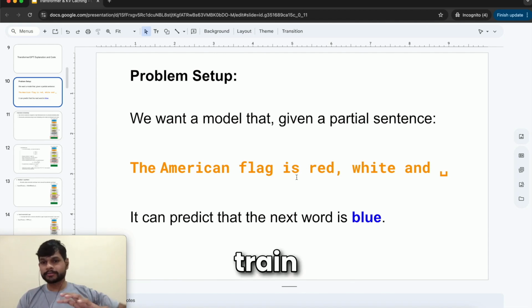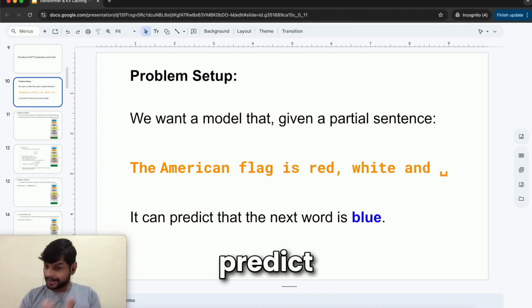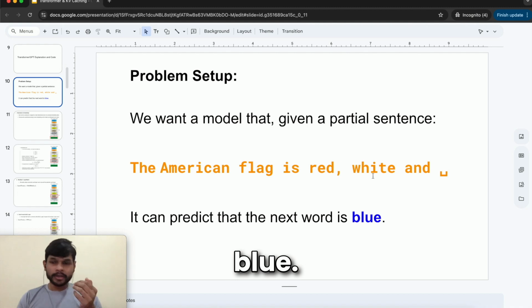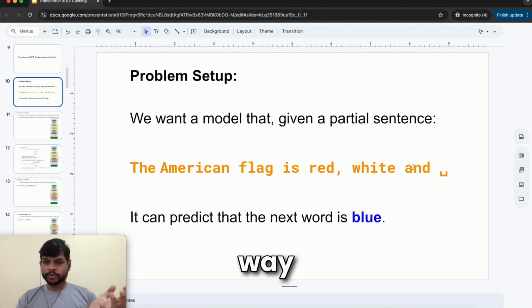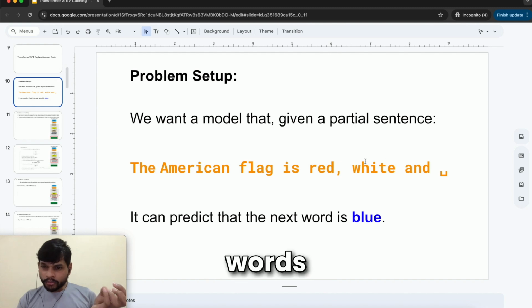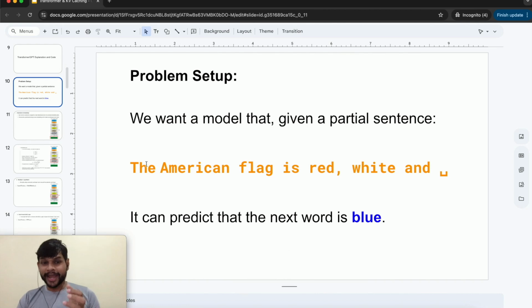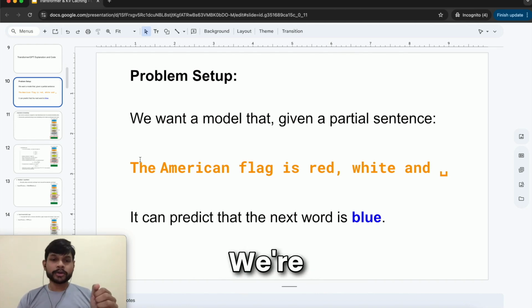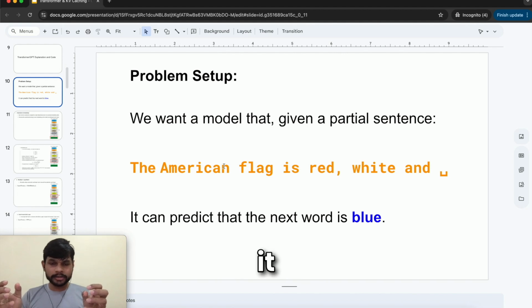So in this case, if I train a vanilla neural network and feed it with lots of sentences, then sure, it might be able to predict that the next word is going to be blue, but that may not necessarily be the best way to train, because when we're training it, we're simply feeding this information where the individual words don't necessarily know about each other. Also, we are not actually feeding these words directly. We're going to convert these words into some vector form, and that vector form, we're calling it embedding.